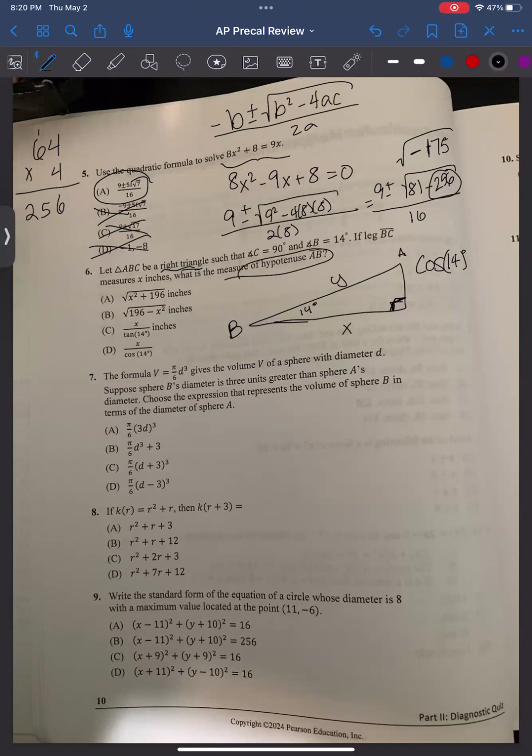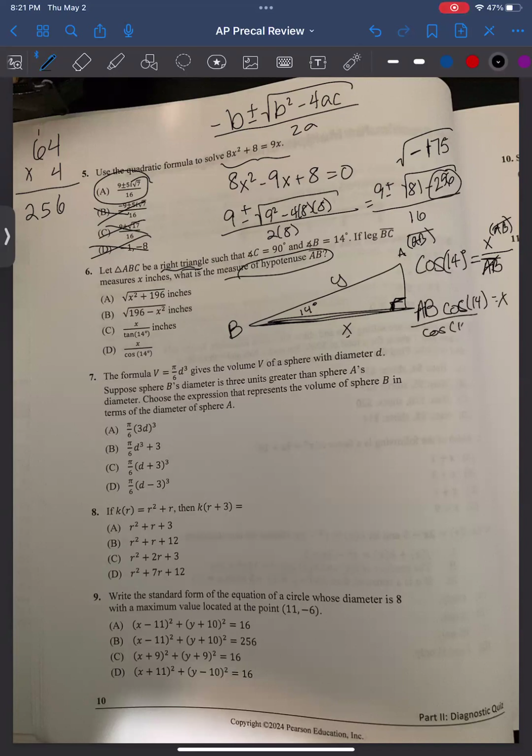So cosine is equal to x, which is the adjacent side, which they tell me is x, over the hypotenuse, which is AB. So far, so good? So now I would just have to rearrange everything to get AB equals. So I would multiply both sides by AB, and I would get AB cosine of 14 equals x.